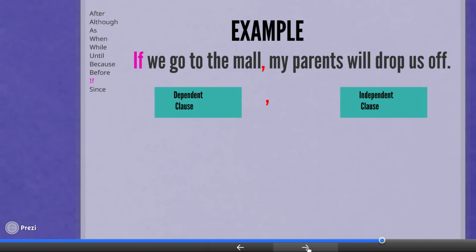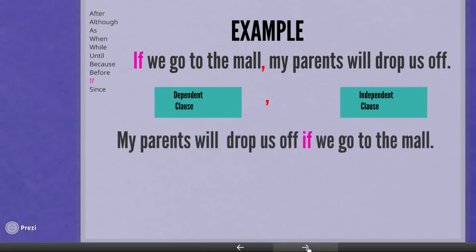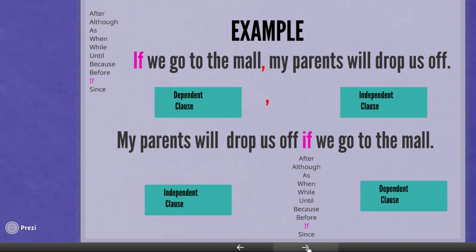So this is one way to write a complex sentence. So let's look at another way. If we said my parents will drop us off if we go to the mall, that is another way to write a complex sentence. For this sentence, our independent clause is located at the beginning of our complex sentence, and then we have our AAAWWUBBIS word in the middle, and it joins our independent clause with our dependent clause, which is located at the end of our complex sentence.